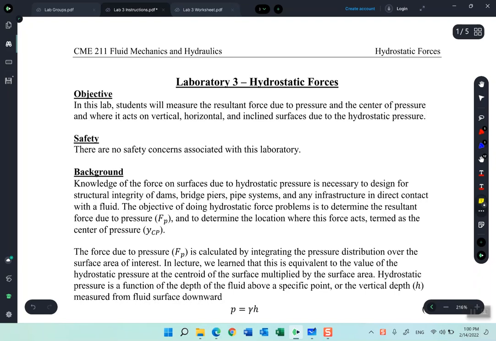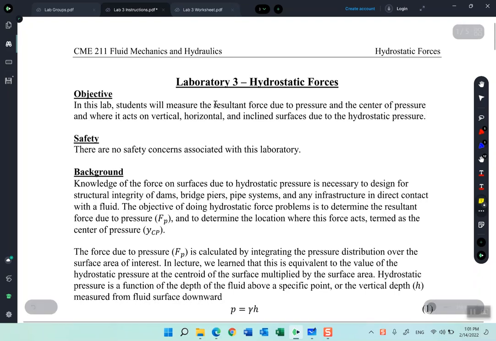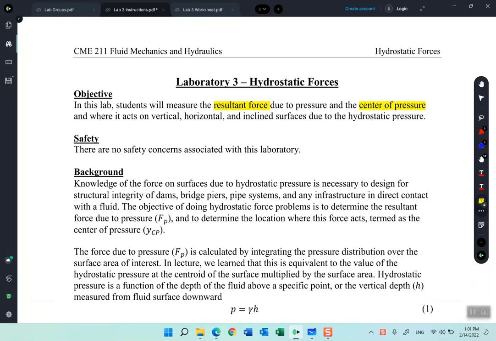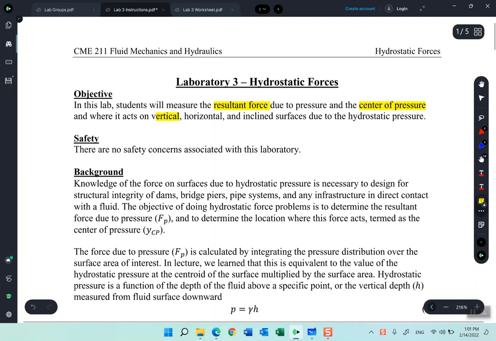So to study hydrostatic forces, you should be able to determine the resultant hydrostatic force and the center of pressure. Basically, the center of pressure is the location where the hydrostatic force acts. It can act on vertical, horizontal, or inclined surfaces.